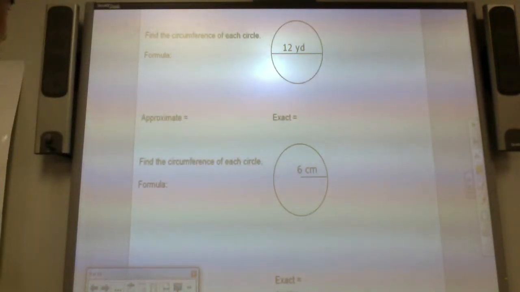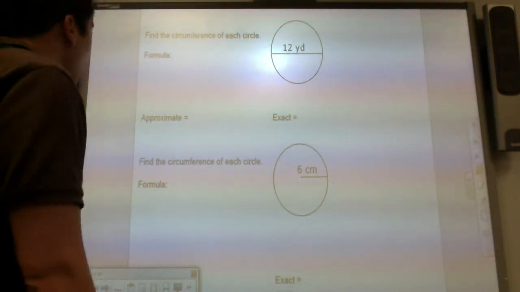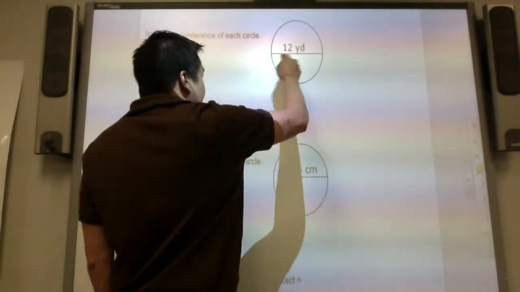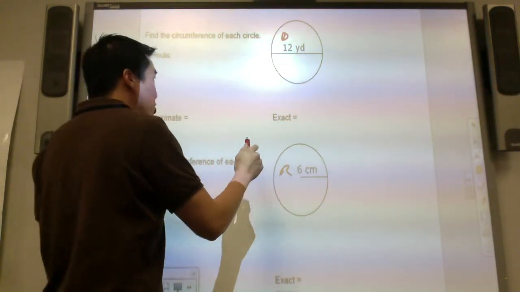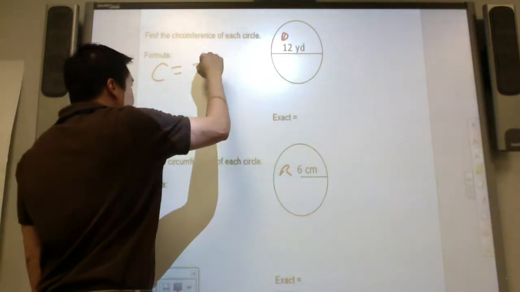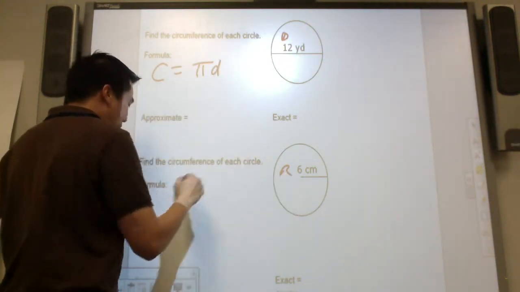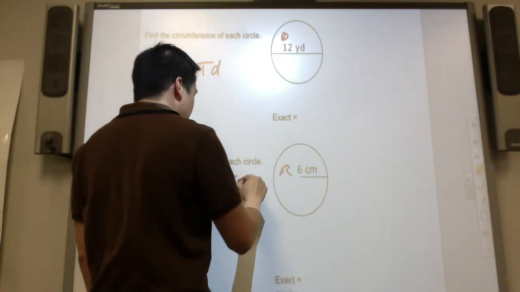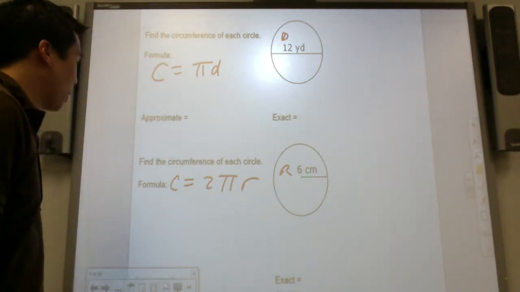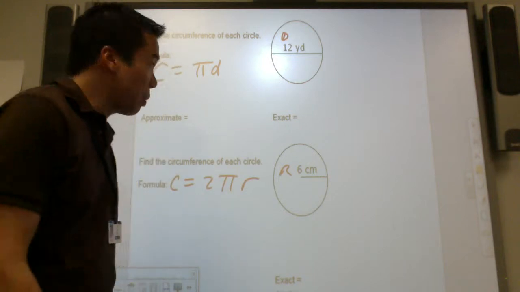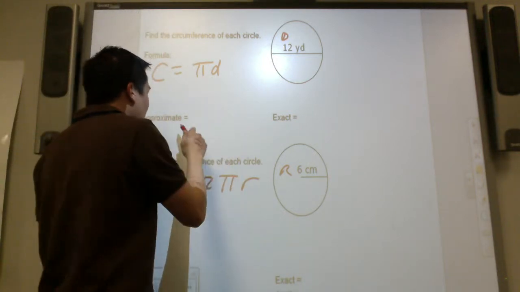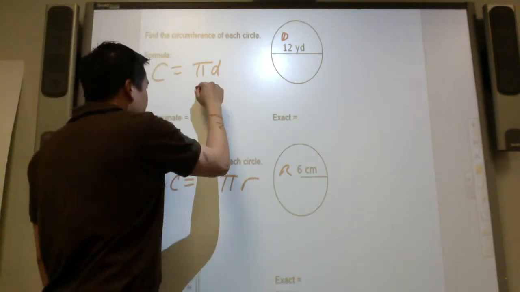So let's practice. Find the circumference of each circle, the distance around the circle. So which formula? This is an example of diameter. This is an example of a radius. If I was going to use the diameter formula, I would use C equals pi d. If I had radius, I would be using C equals 2 pi r. So let's find an approximation. Pi is what number? If it's approximate, we'll use 3.